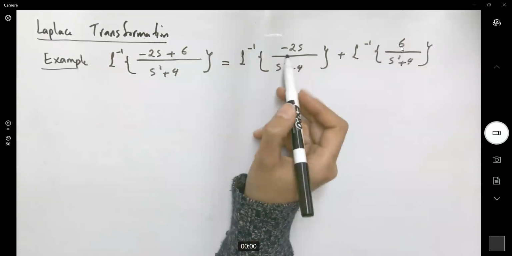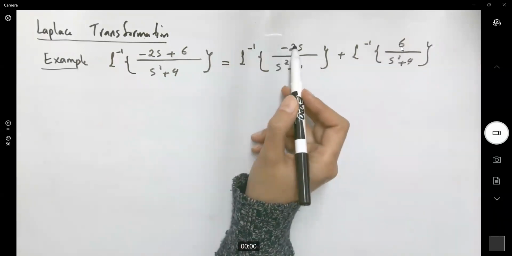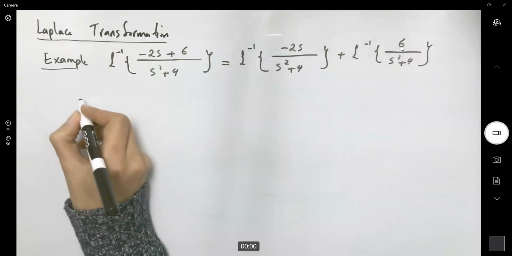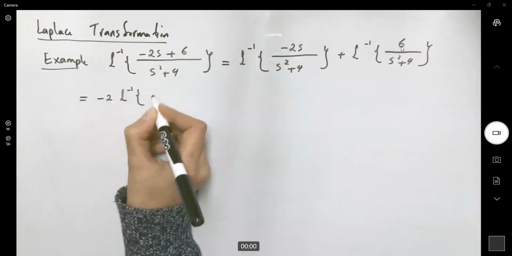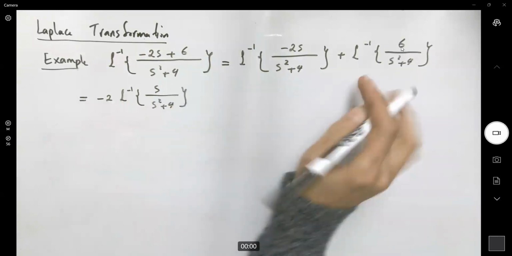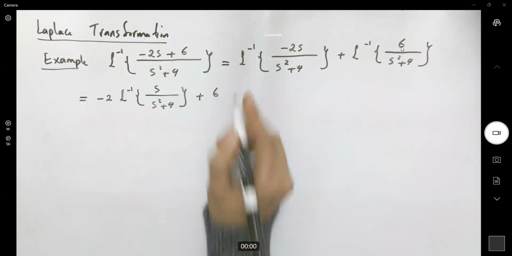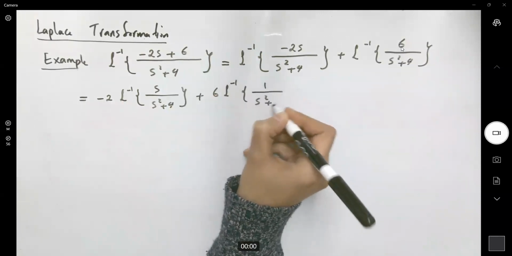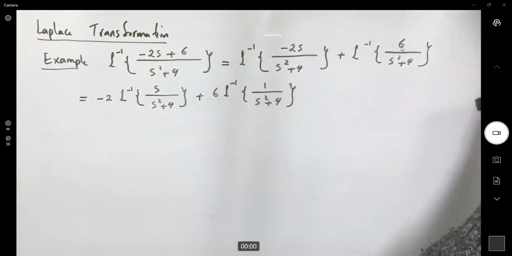Very well. So this is just a scalar. We can just keep this number outside the transformation. So this becomes -2 times the inverse Laplace of s divided by s squared plus 4 plus 6 times the inverse Laplace of 1 over s squared plus 4. Now we have to go back to what we learned before.